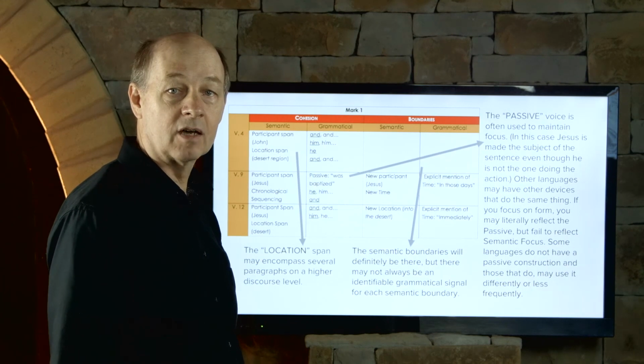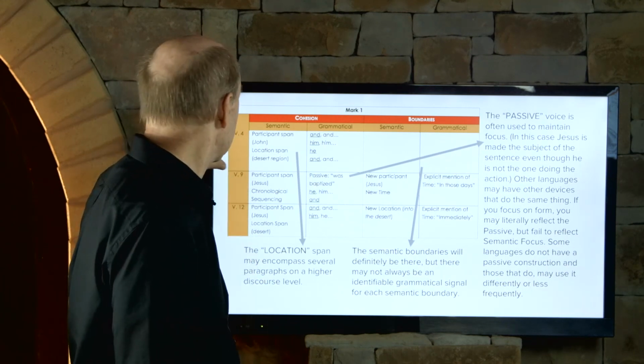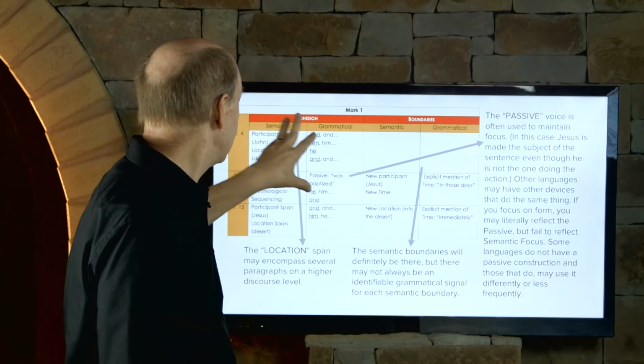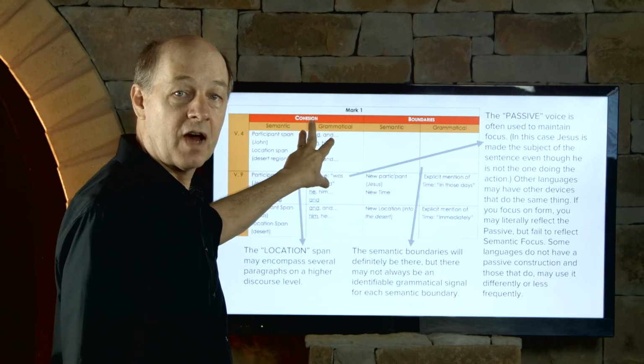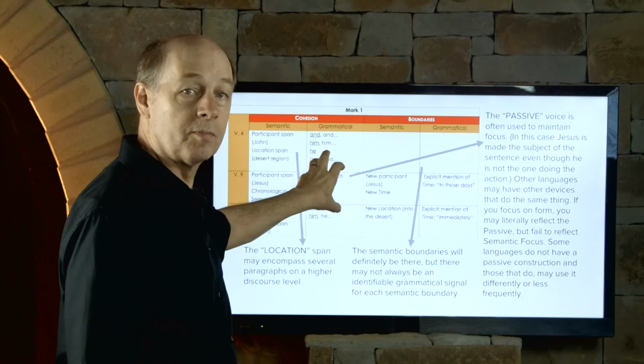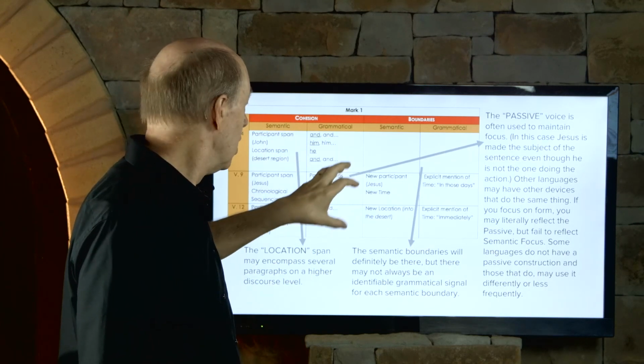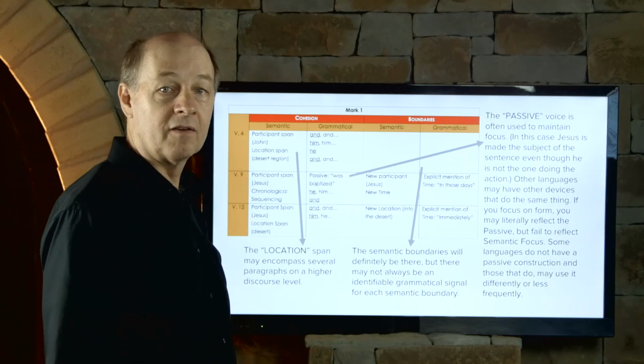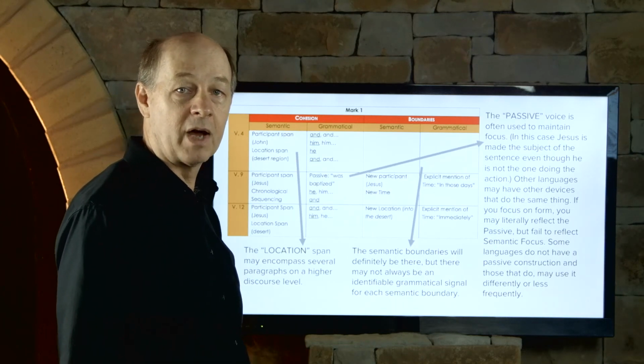Now remember, the semantic cohesion needs to line up with markings that we find as apparent grammatical cohesion. Also, the semantic boundaries need to line up with any markings that we may identify as grammatical boundaries.